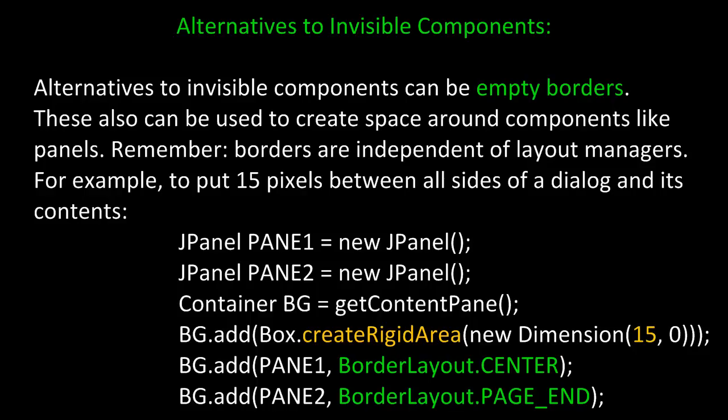For example, to put 15 pixels between all sides of a dialog and its contents, we would create two JPanel objects. We'll call them Pane1 and Pane2. We're going to call the method getContentPane, and then we're going to use the method createRigidArea and pass in a dimension object of 15 pixels. And then we can simply call BorderLayout center and add it in.